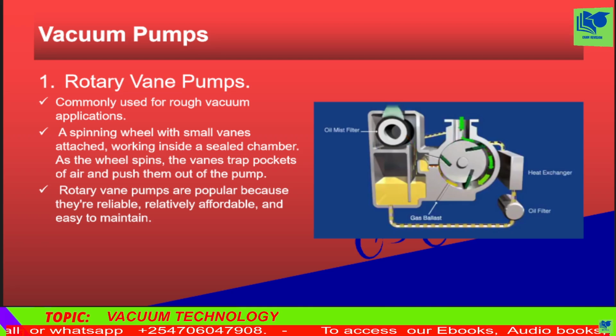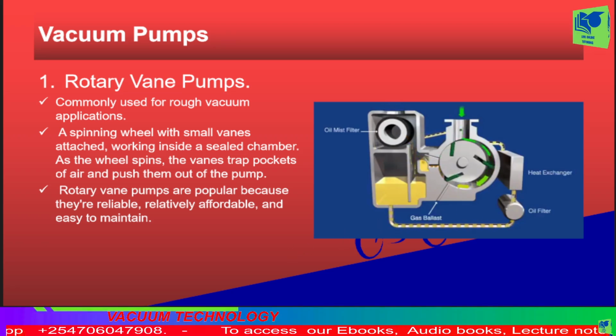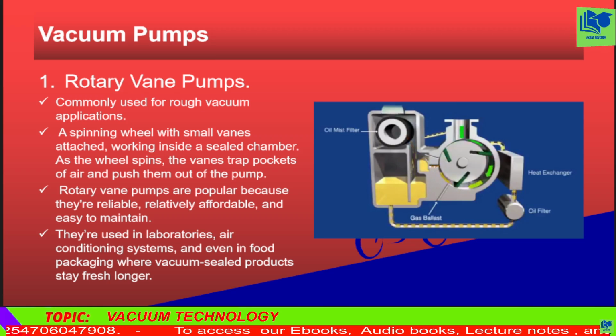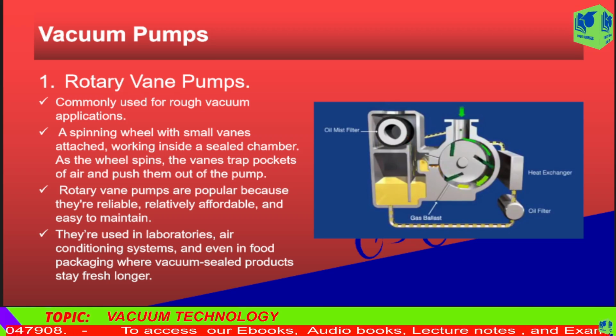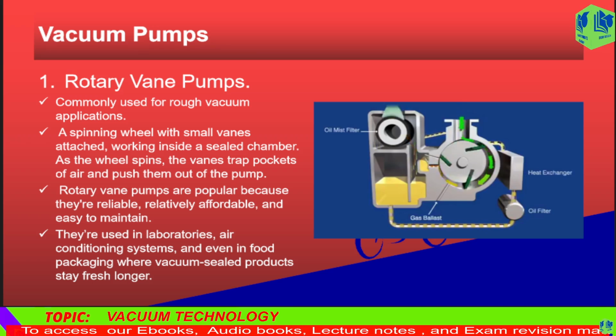Rotary vane pumps are popular because they're reliable, relatively affordable, and easy to maintain. They're used in laboratories, air conditioning systems, and even in food packaging where vacuum-sealed products stay fresh longer.